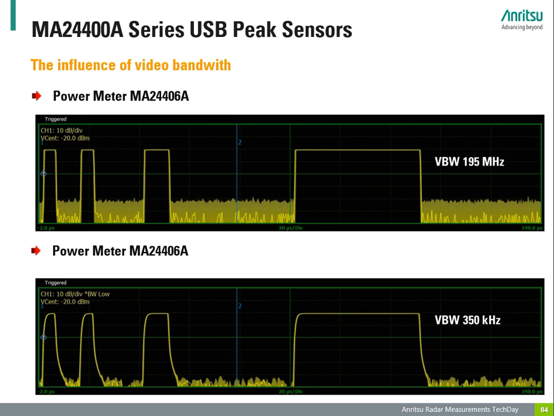Now let's see how the signal will look when we switch to 70 MHz VBW, a smaller video bandwidth setting on the same sensor. And you can see here again that we are observing so-called round edges. This means the measurements are getting more erroneous.